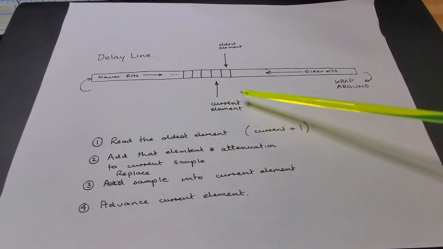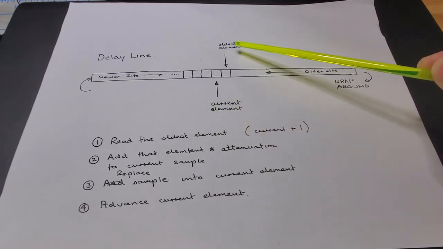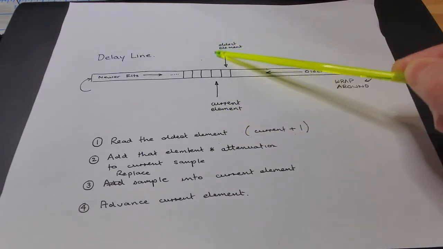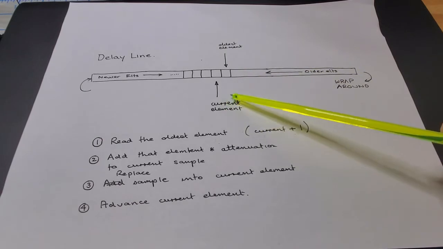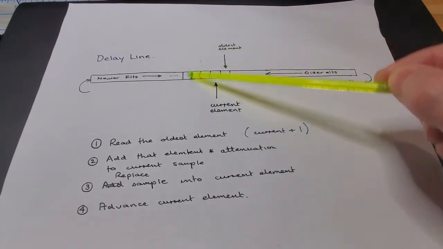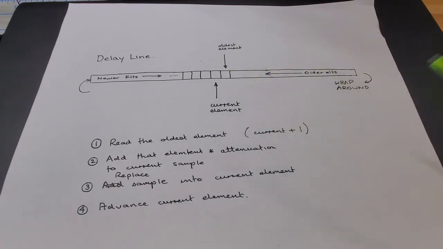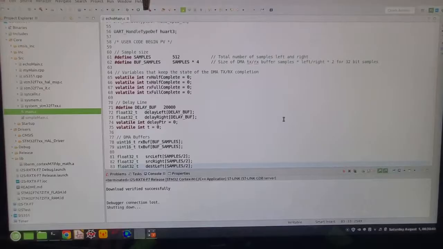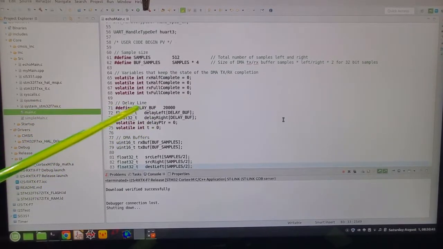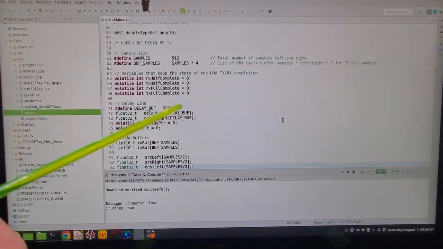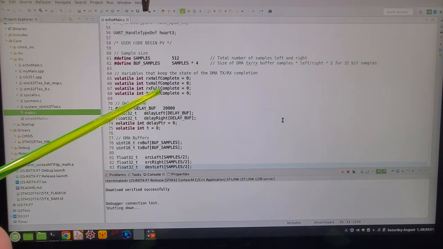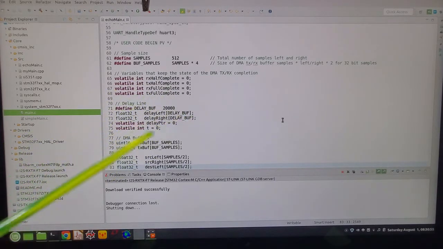If you want to create a multiple echo, what you do is you pull the oldest element off, you add it to the current element, and then you add the sum of those back together onto the delay line. So let's see that effect in action. Alright, so here's our delay line set up here, and I've got a delay line length of 20,000 elements, so the actual echo will be 20,000 divided by 48,000, so it's a bit less than half a second.